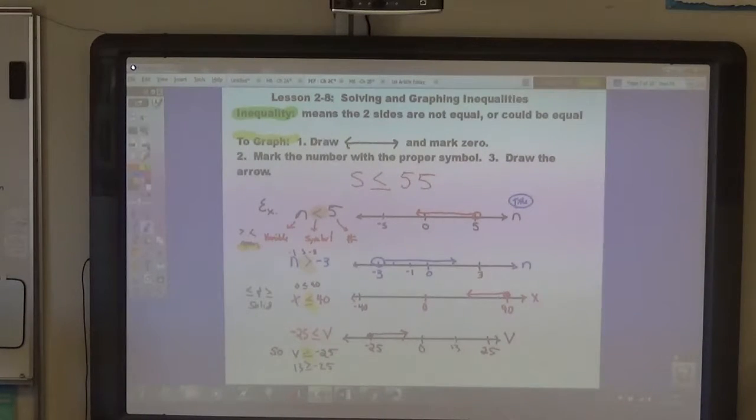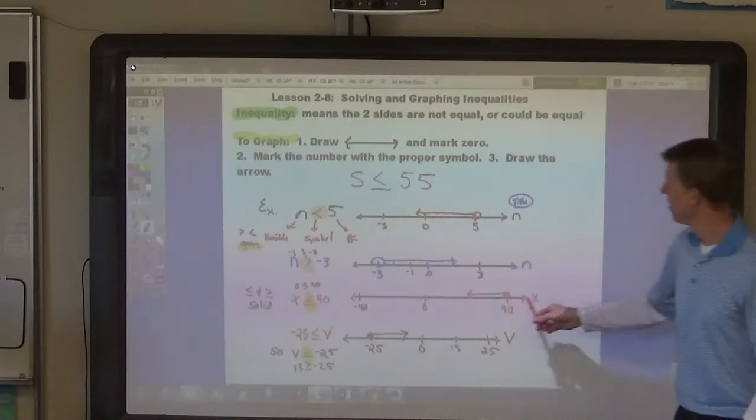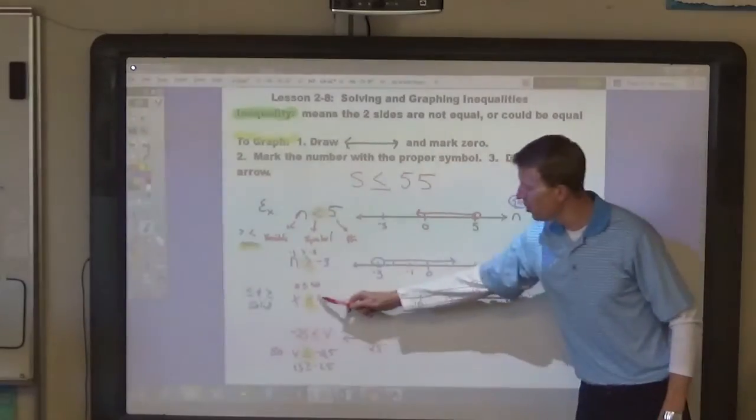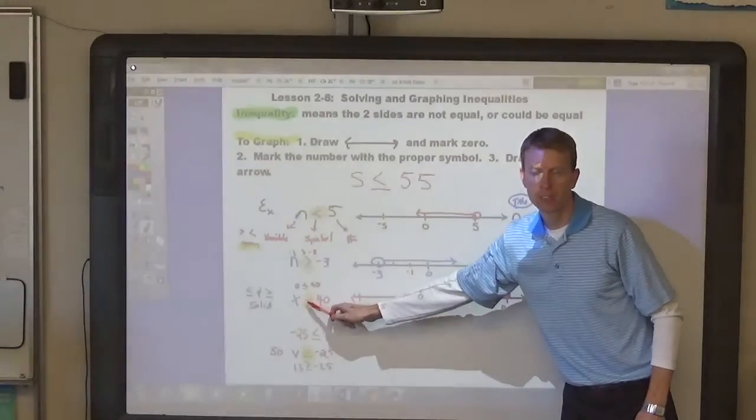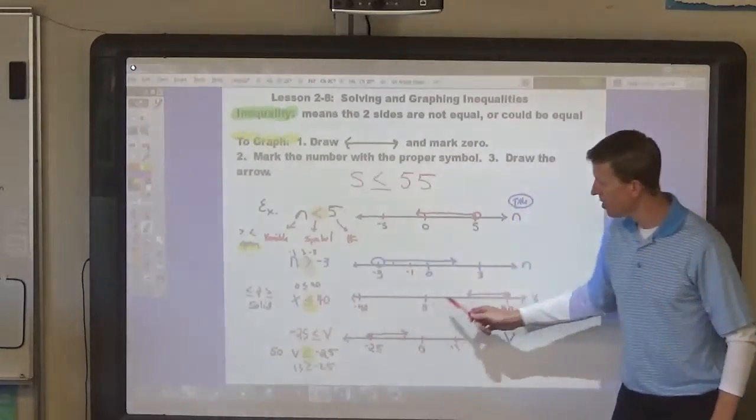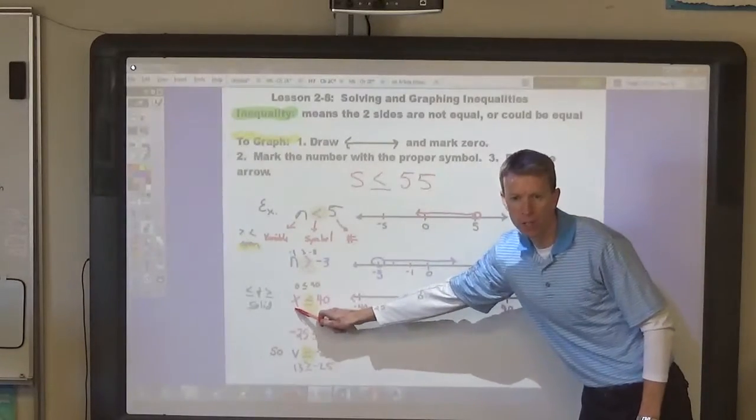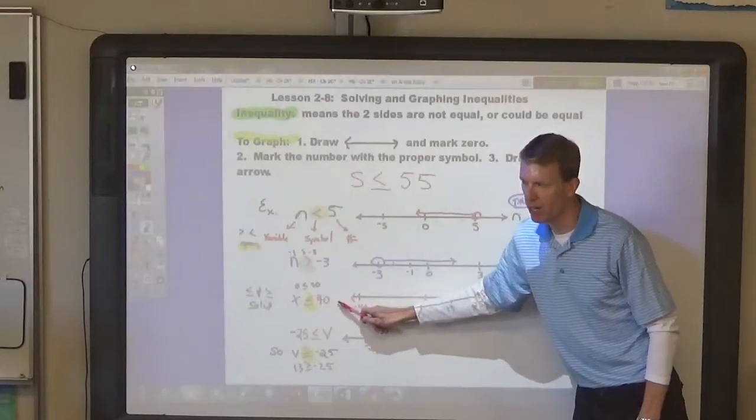Alright, so let's go down to the equal to sign. If it has an equal to sign, we shade it in. We can still draw the arrow in the direction that the symbol is pointing, as long as the variable is written first in the sentence. Okay?